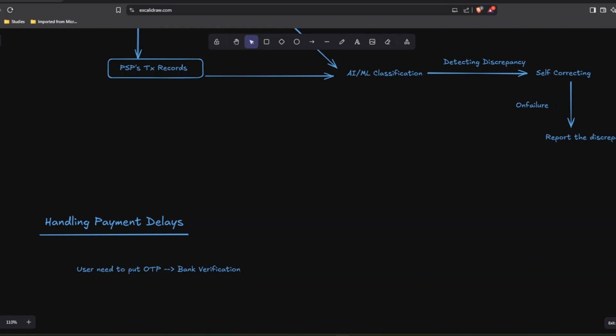you might often receive a call from the bank itself asking whether they will authorize the payment or not. So there is a bank verification they are going to do, and after that they are going to pass the payment. Okay, so this whole process is known as 3DS pending status.